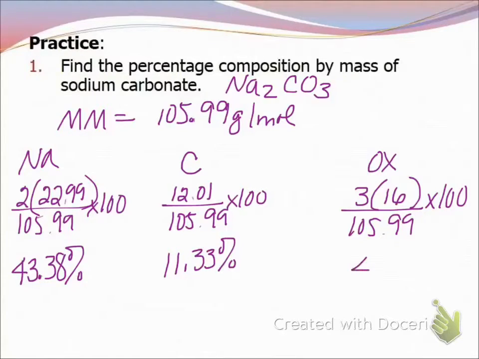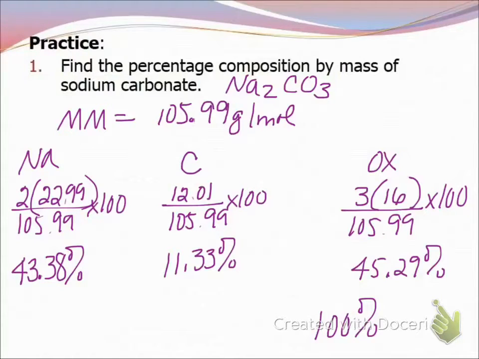And I get 45.29. Now, how can I check myself to see if I did this correctly? Add them up and they should equal 100%. Okay. Now, occasionally, if you rounded a little bit different, you might get 99.99 or 100.01.